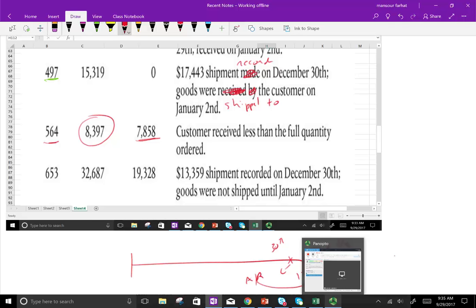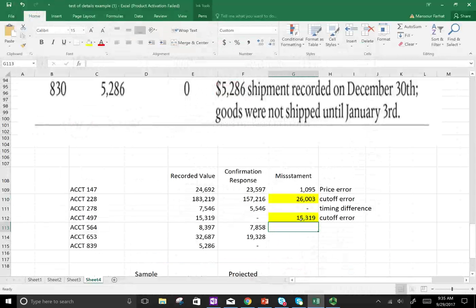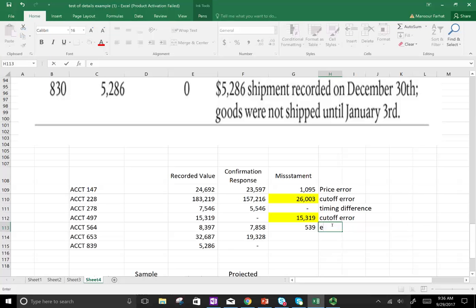Customer received less than the full quantity ordered. So when the customer opened their shipment, they received product worth 7,858. So we have to change our record. We cannot bill them for 8,397. That's another misstatement. The misstatement is for 539. And what is this misstatement? Error in shipment. Basically, we shipped the wrong product. We did not ship what we claimed is on the paper.